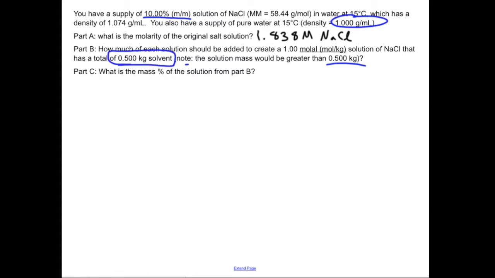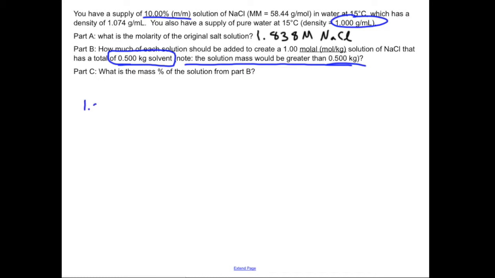And then I just put this little note as a reminder. Remember, you would have a combined mass. The solution would be heavier than that because it has some salt in it plus half a kilogram of water. So it would be greater than 0.5. We will keep it simpler and just say how much of that water.